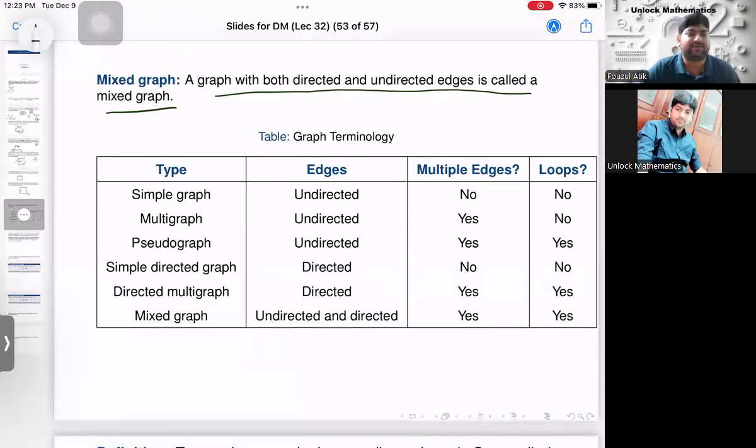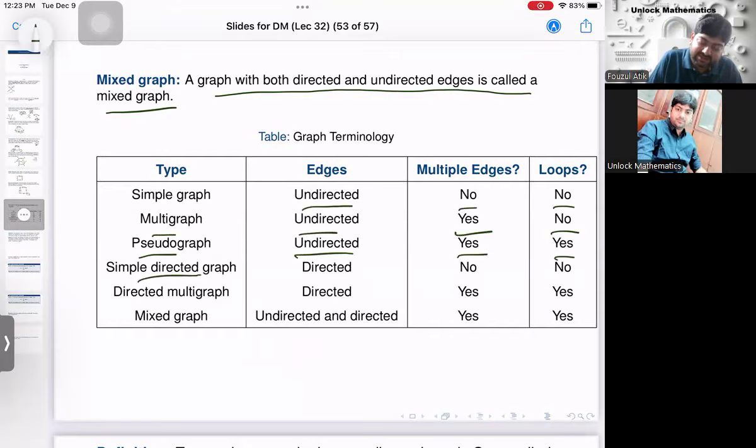That is called a mixed graph, and that is the most general graph where multiple edges, loops, everything are involved, right? So in tabular form, what we have learned: a simple graph in an undirected case, multiple edges are not allowed, loops are not allowed. In a multigraph, undirected case, multiple edges are allowed but loops are not allowed. Pseudograph, undirected case, multiple edges and loops both are allowed.